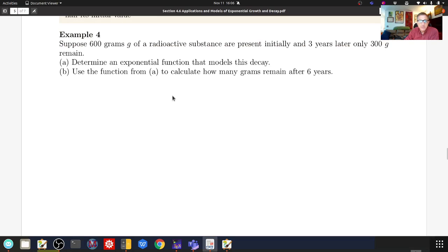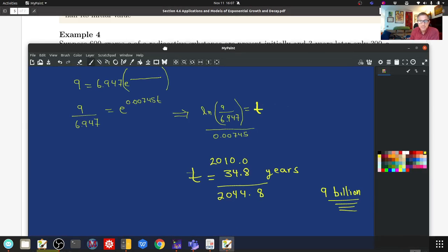So suppose we still use the same model, the same initial formula, but in this case we're going to discover, when we're taking the natural log of the fraction, that the fraction is greater than 0 but less than 1, and that's going to indicate, wow, we are decreasing here. Suppose 600 grams of radioactive substance are present initially, and 3 years later only 300 grams remain. Determine an exponential function that models this decay. So we're finding the k value again.